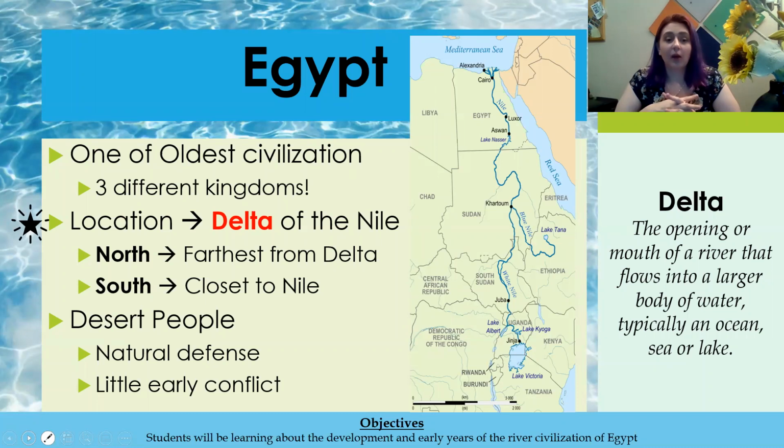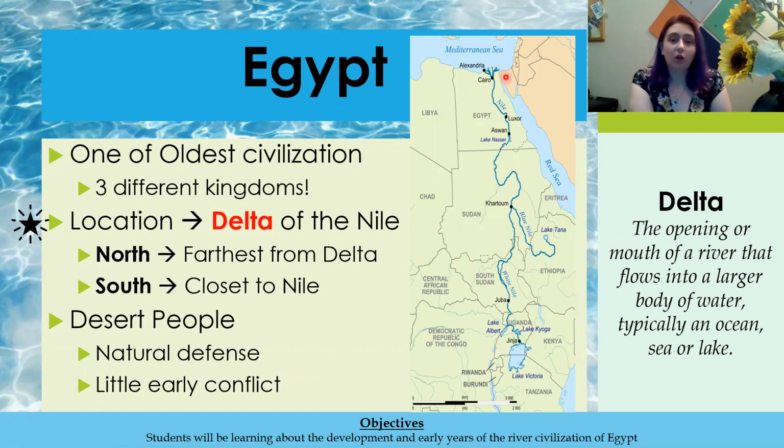So there were three distinct kingdoms of Egypt at this time, and we're going to talk about the first two today. The location of Egypt was primarily around the Nile. The Nile is going to be the lifeblood of Egypt, and we'll go into that in a minute. But the important thing to remember is the delta. That's the opening or the mouth of the Nile, and it actually creates a really interesting dynamic.